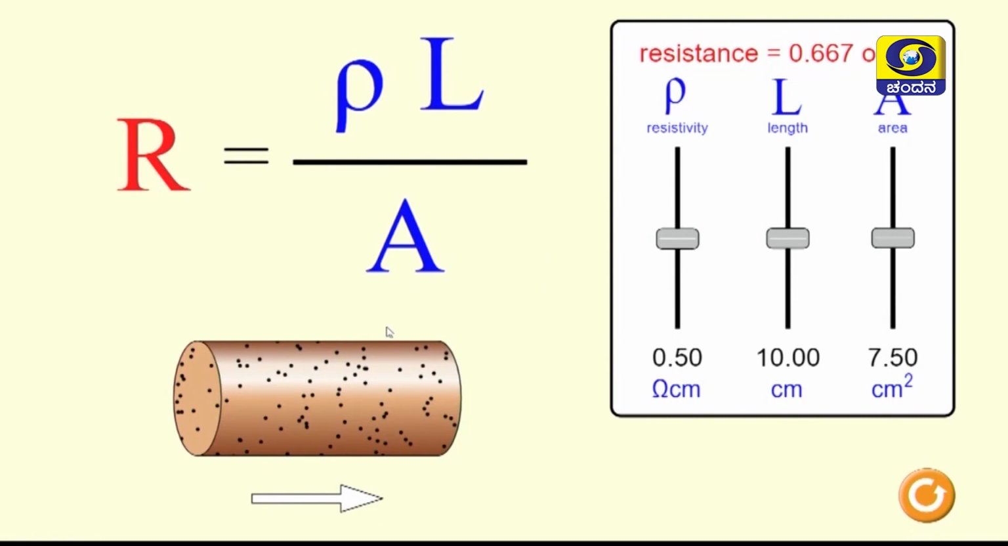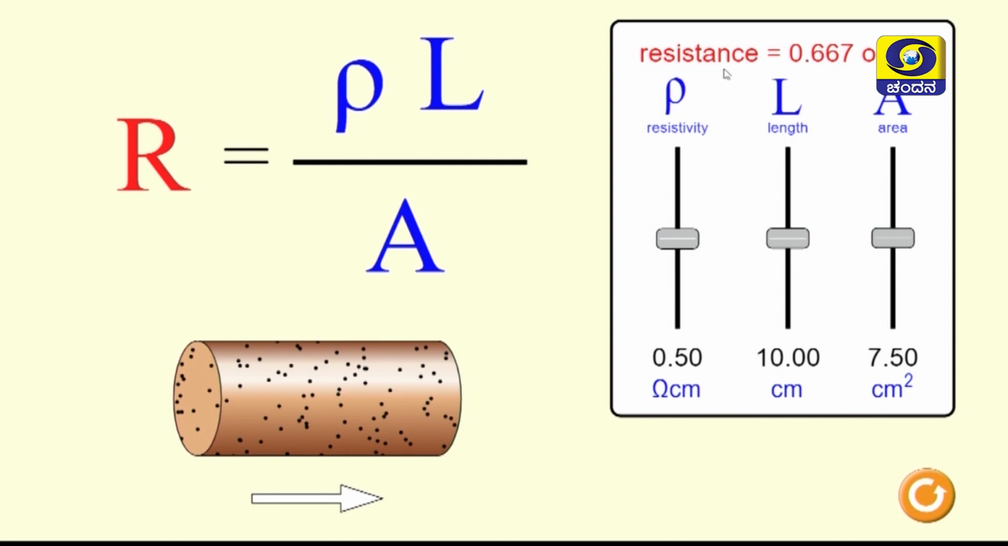Children, this is an activity to verify the impact of change in length of the conducting wire on its resistance. As you can see, this L is the length of the conducting wire at the bottom, and now we need to vary the length of this conducting wire and see what happens to its resistance. The length of the wire is 10 centimeter and the resistance at the top you can observe is 0.667 ohms.